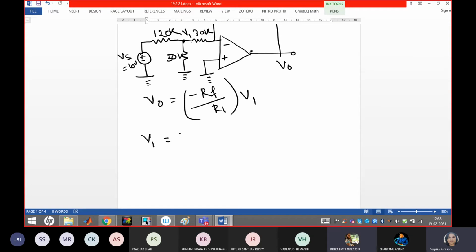V1 is 1.11. Santanu, just apply the value of 1.11 in your equation R2 by R1 and you may get your output. Yes, I'm doing that only. Okay, so remaining guys, just check the answer.